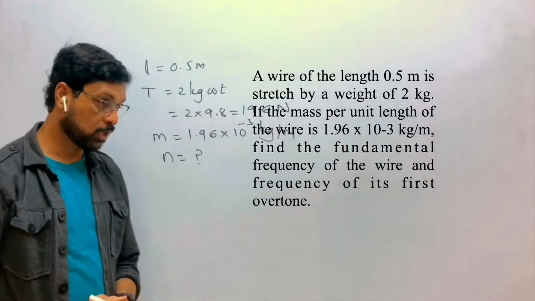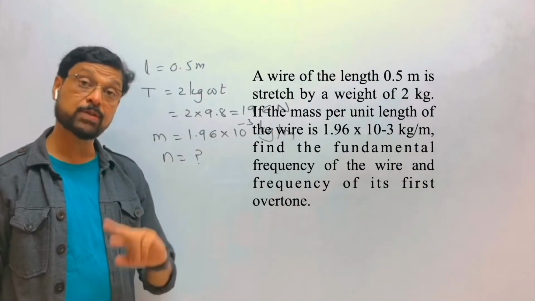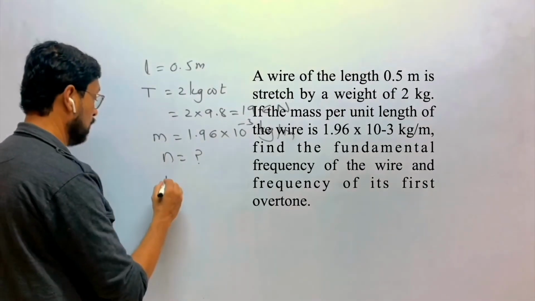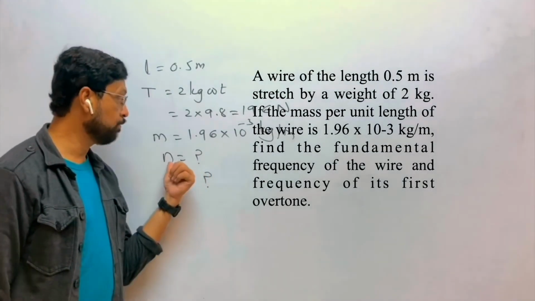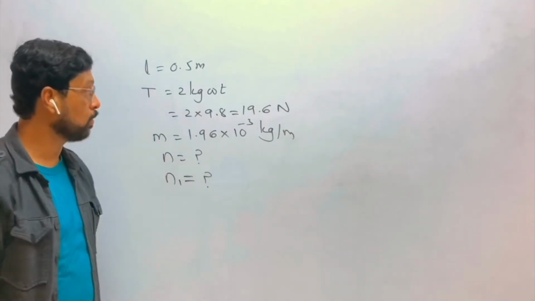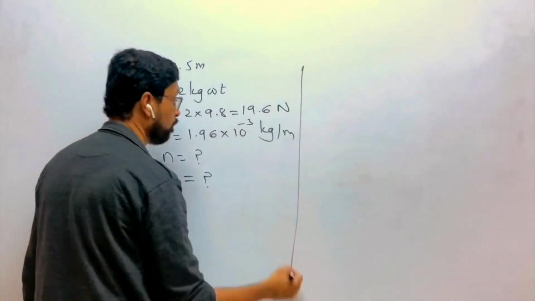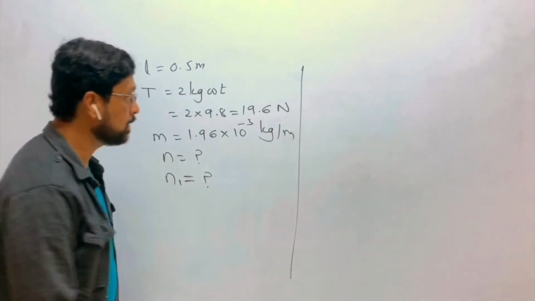N is equal to what? And frequency of its first overtone, means N1 is equal to what? Fundamental frequency and first overtone. Very, very, very simple. Direct question it is.